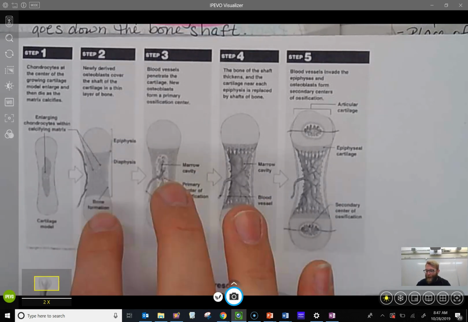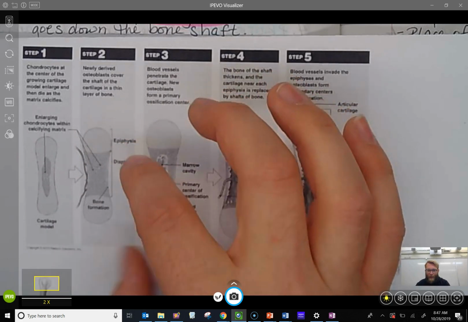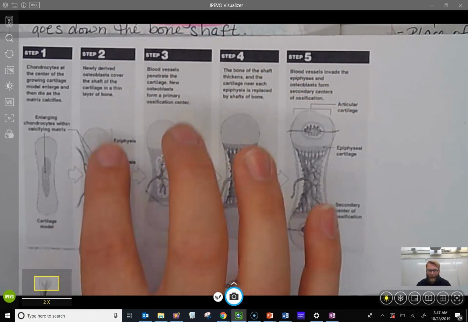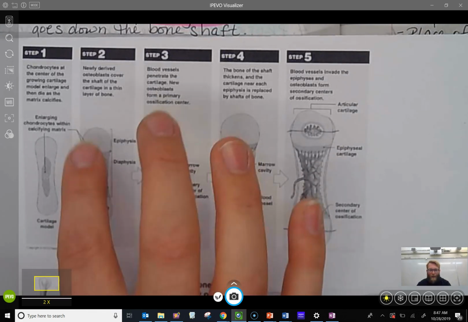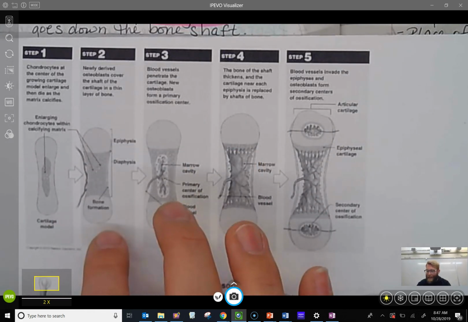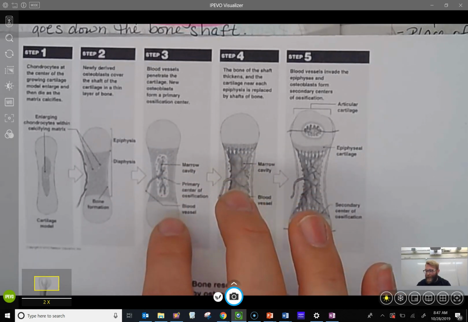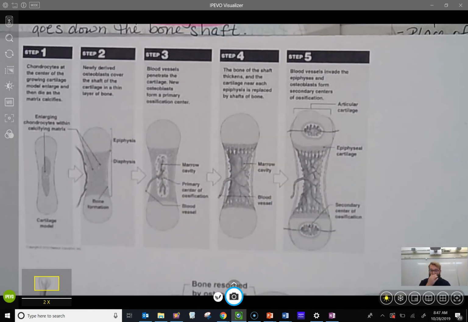So as those happen, they start to increase and push the length of the bone, and we start forming bone from the outside in. So we start forming this denser bone and then a more spongy bone in the middle. As that continues, blood vessels begin to invade. As blood vessels invade, we now get what we call primary ossification. We now have what is essentially a bone.